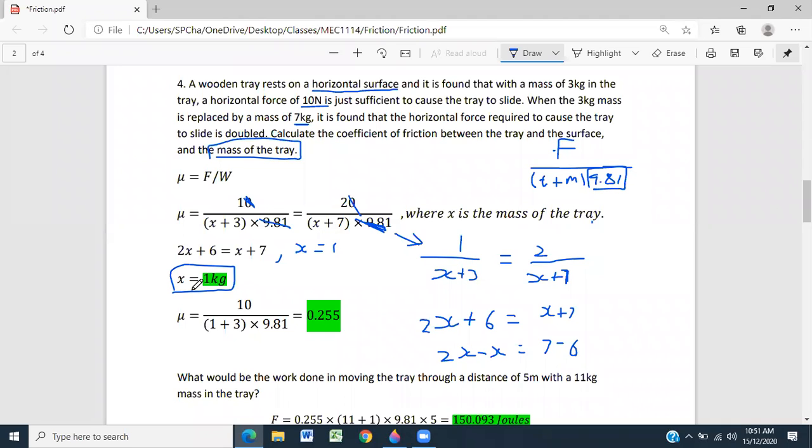Now, knowing the mass of the tray, we can simply find the coefficient of friction by substituting the mass of the tray, which was the unknown. So substituting in that 1 kg into our formula, 1 plus 3, which is total mass, times the 9.81 divided by the force required to move it is equal to 0.255. And again, this is unitless, the coefficient of friction. Okay, all right. Any questions on this?